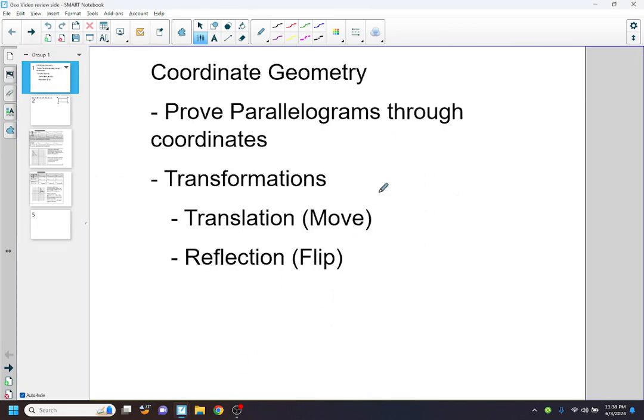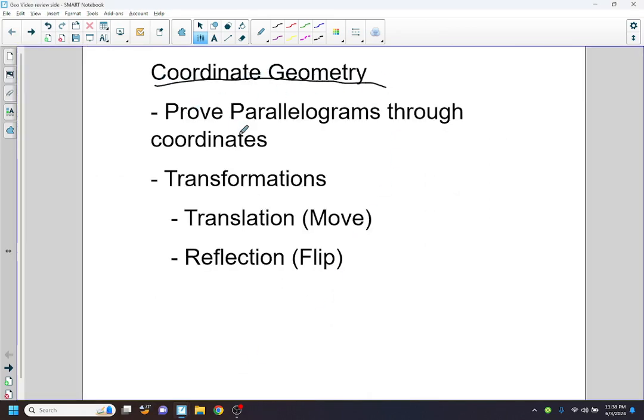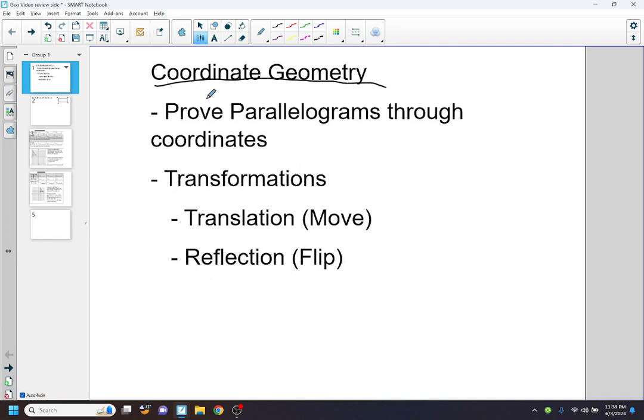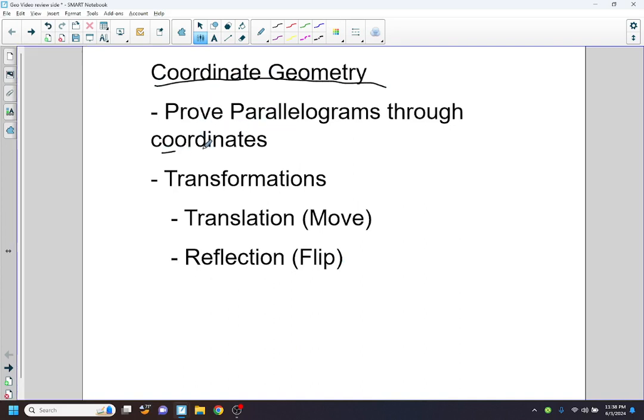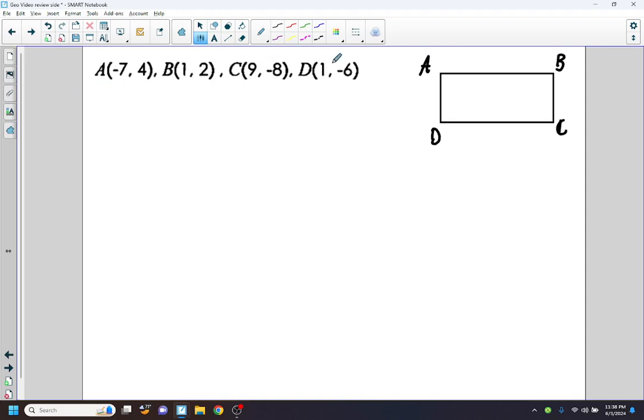But I still want to talk about it. So coordinate geometry, here's a separate section. In coordinate geometry, we're going to prove parallelograms through coordinates. We're going to do transformations. The two transformations we're doing are translation and reflection, and we'll talk about that. First, we're going to prove it's a parallelogram, okay? If I say A, B, C, D, always know it goes in a circular motion. Even if you start here, it would be A, B, C, D.